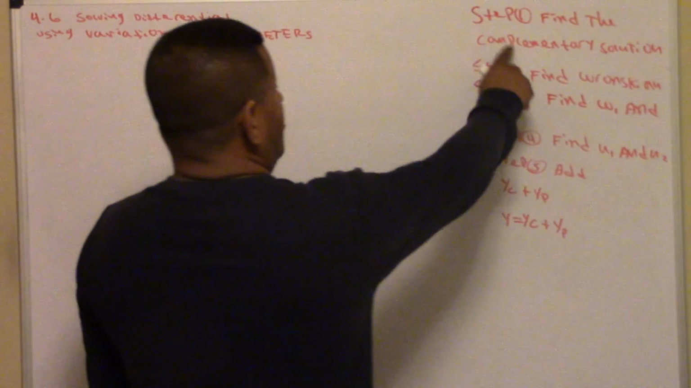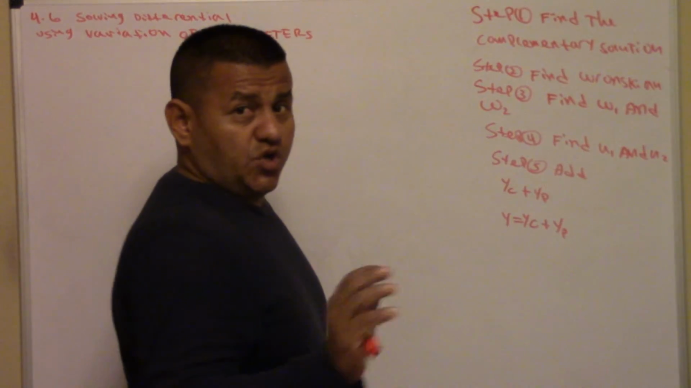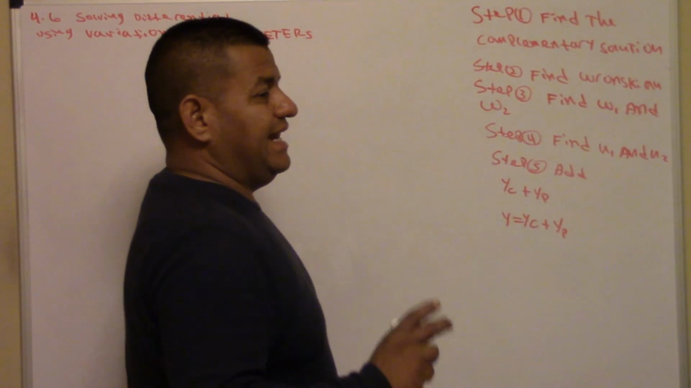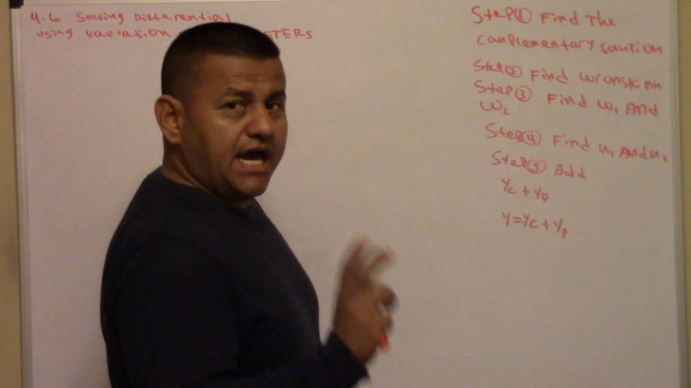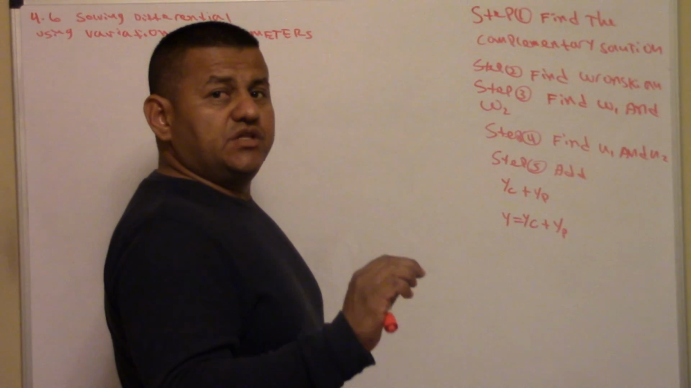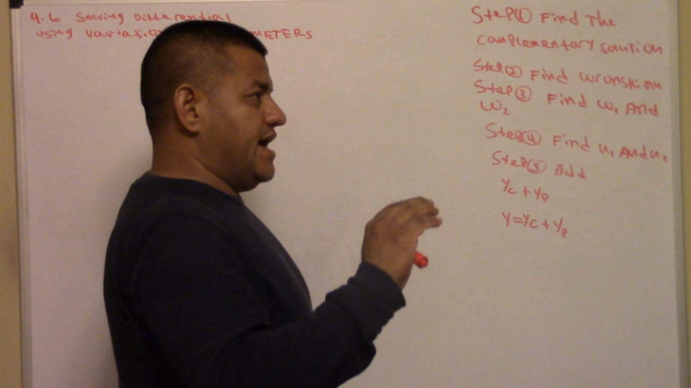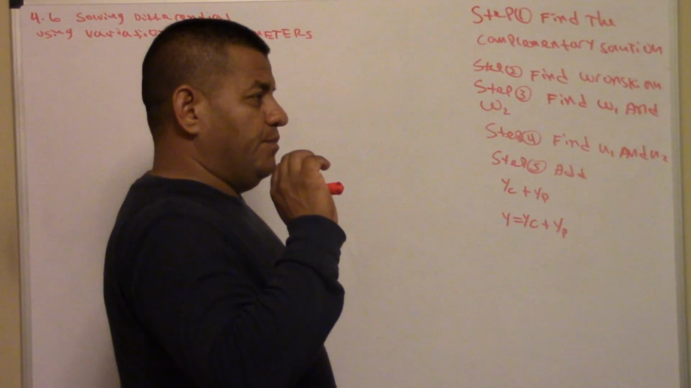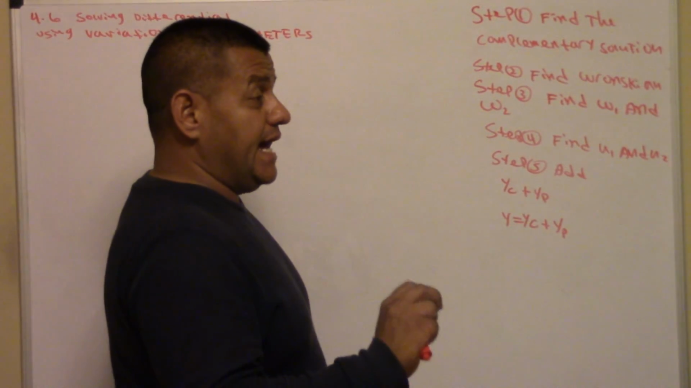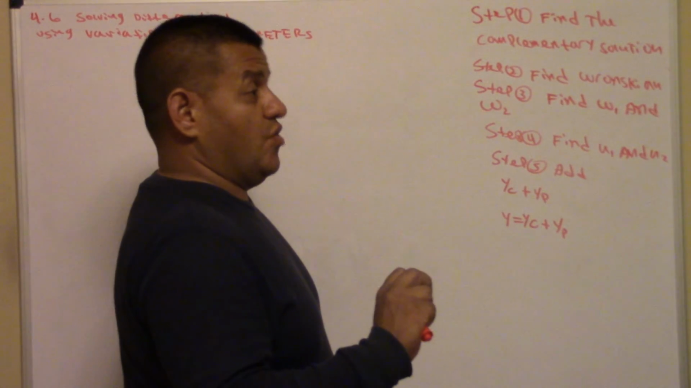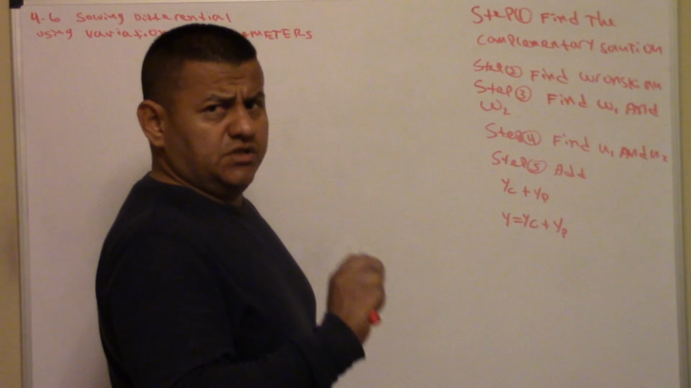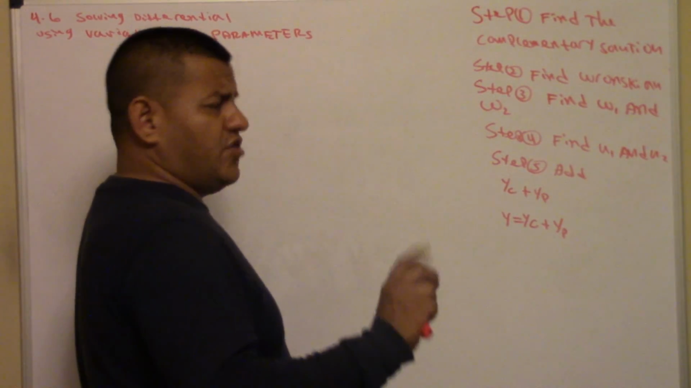In step one, we find a complementary solution. We find the complementary solution by letting the left side of the differential equation equal 0. In other words, we will treat it as a homogeneous differential equation. That is the first step.